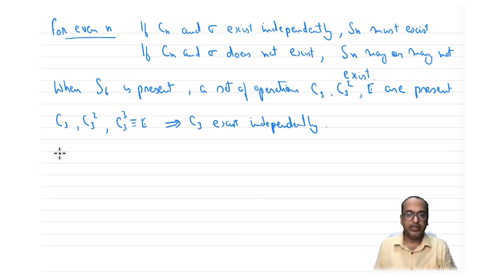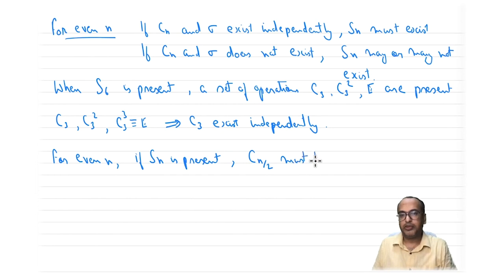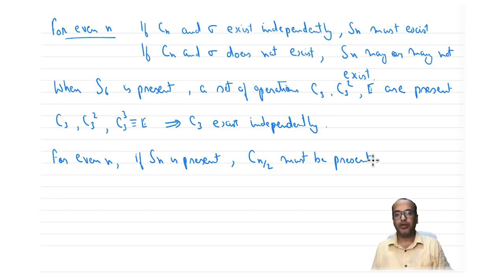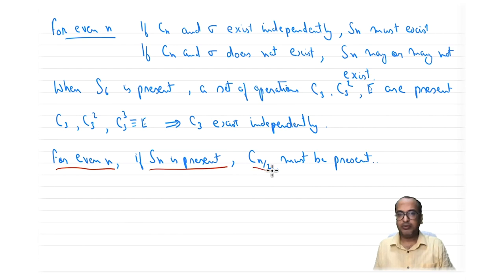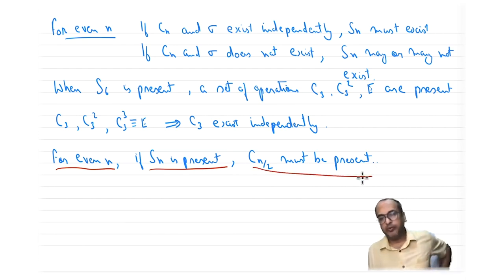So that means we can generalize this for even N. If Sn is present, Cn by 2 must be present. Okay, so we will see these kind of corollaries a lot. This is an important one. So you should know, if Sn is present, Cn by 2 must be present.